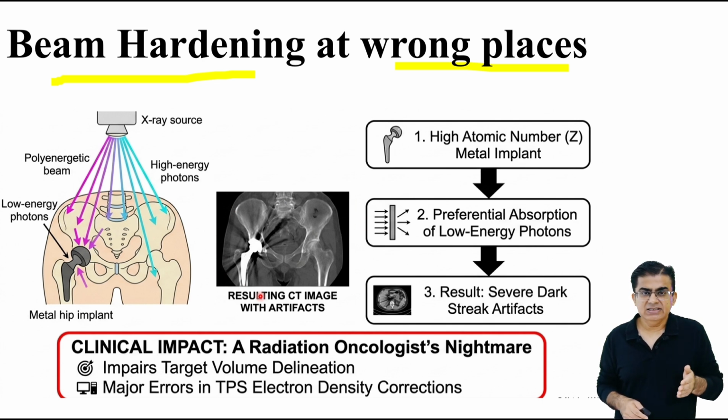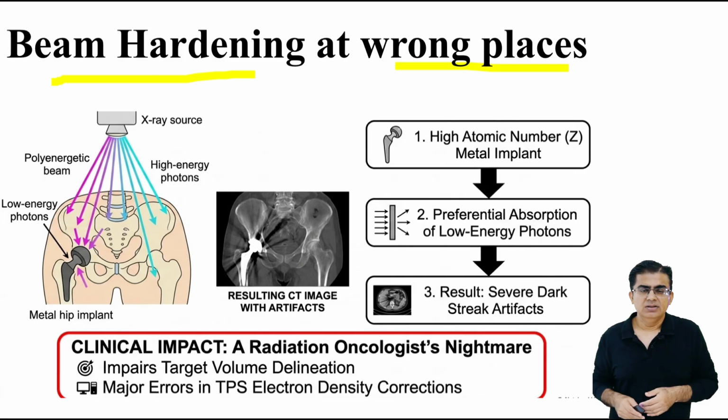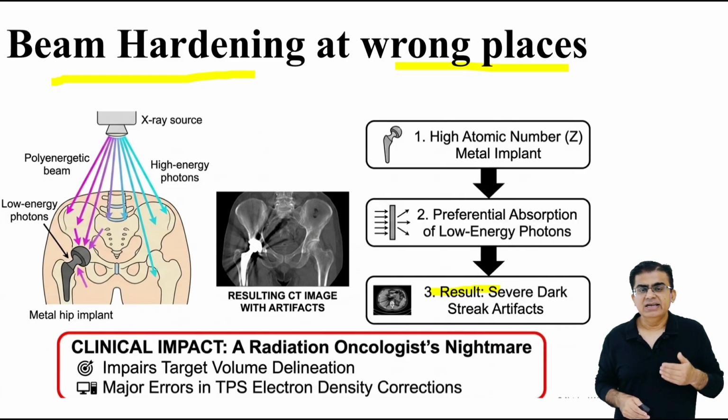You can clearly see these severe dark streak artifacts completely ruining the CT images in the middle. These dark streaks are an absolute nightmare for radiation oncologists. So what is the real clinical impact of beam hardening at places we don't want it?